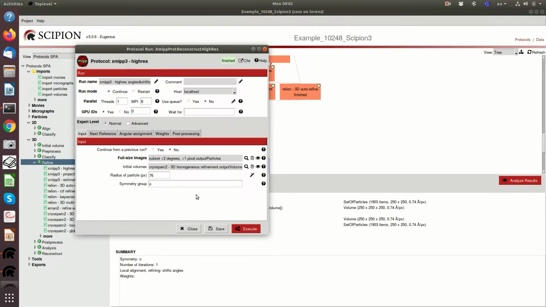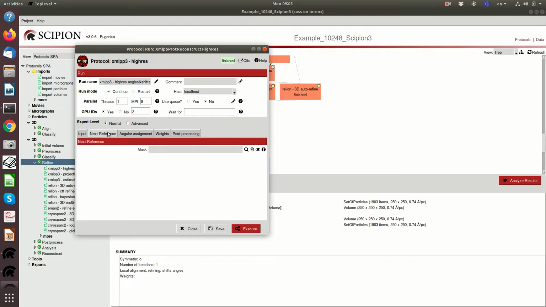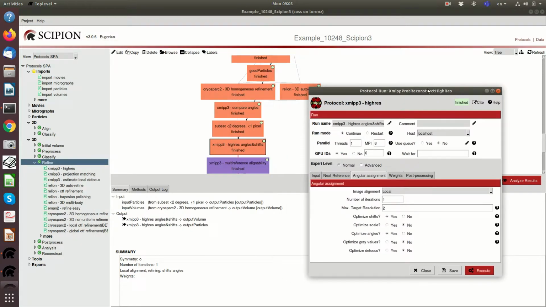So this is done only for the angular assignment, and then I used the local assignment because I had a previous estimated assignment from the consensus of CryoSPARC and RELION, and then I looked for the shifts and angles. You can also go further and refine the scale, the gray values, the defocus, whatever. But in this particular case, in which we have so few images, probably this is not a good idea, because you need more data to make sure that what you are correcting is actually significant.